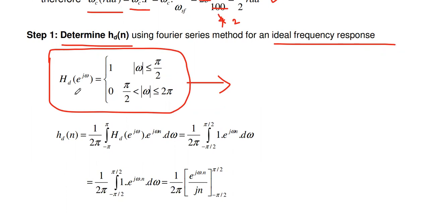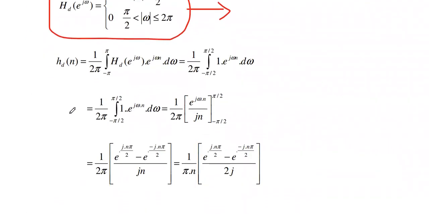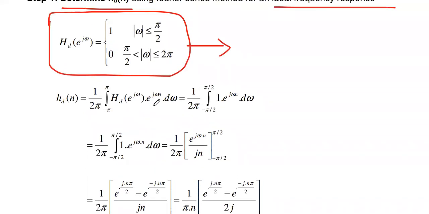Using this Hd of e power j omega, we have to determine small hd of n, the desired impulse response. You know the formula: 1 by 2 pi integration over minus pi to pi of Hd of e power j omega into e power j omega n d omega.